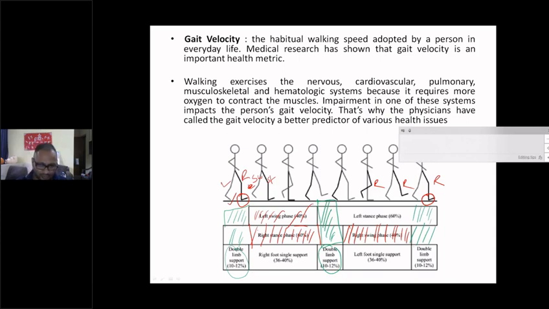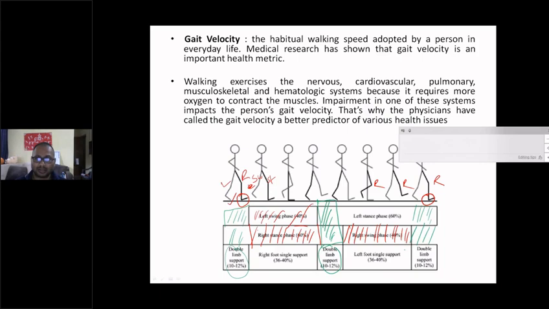So hardly you have 20% of time double support phase. The rest 80% of time you have single support phase. Single support phase is when only one foot is on the ground, and double support phase is when both feet are on the ground. And practically you can see that when you are walking, both feet will not touch the ground all the time. And due to the swing phase only, we are getting the propulsion so that we can move forward.